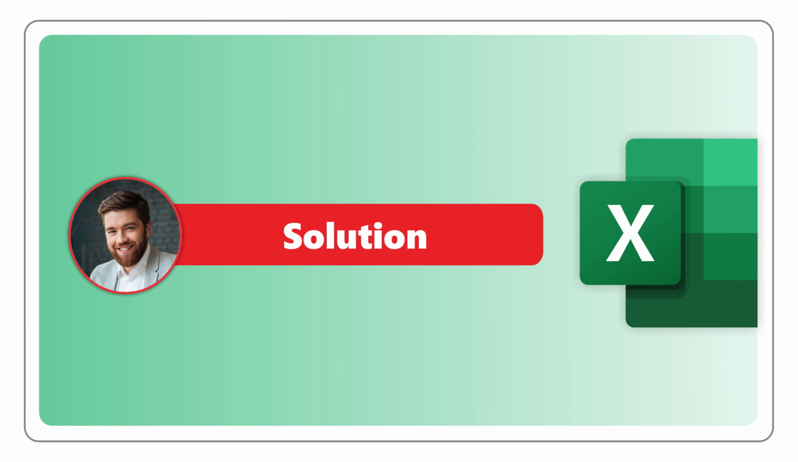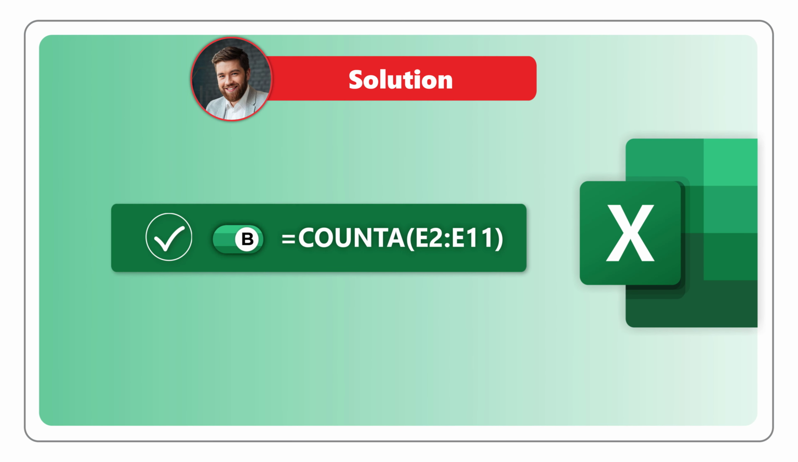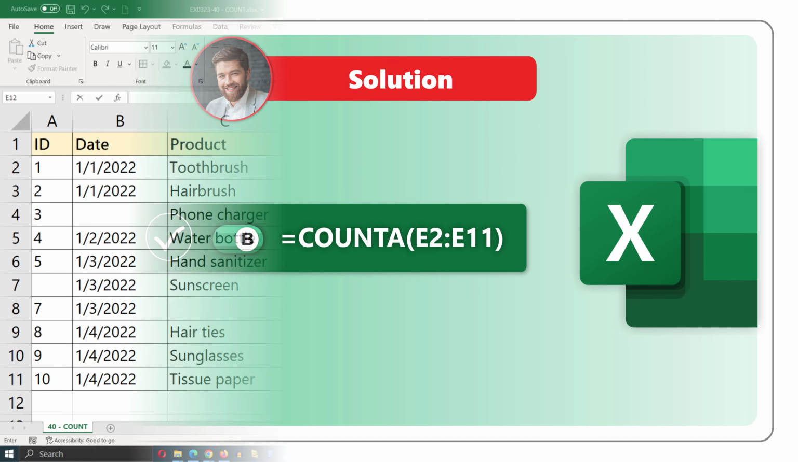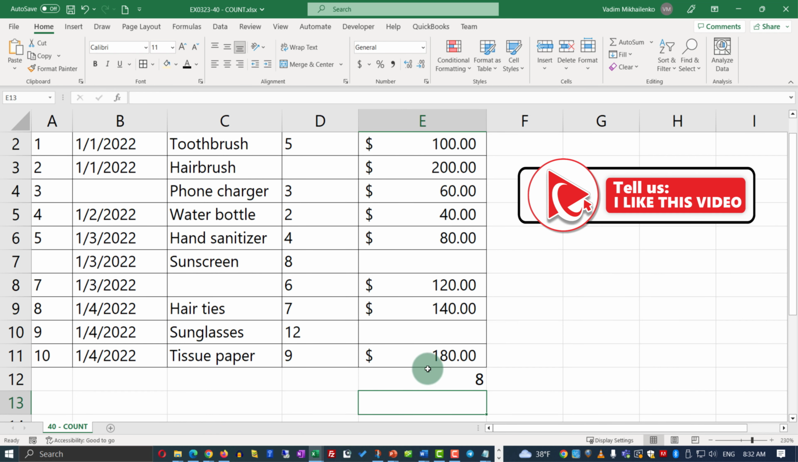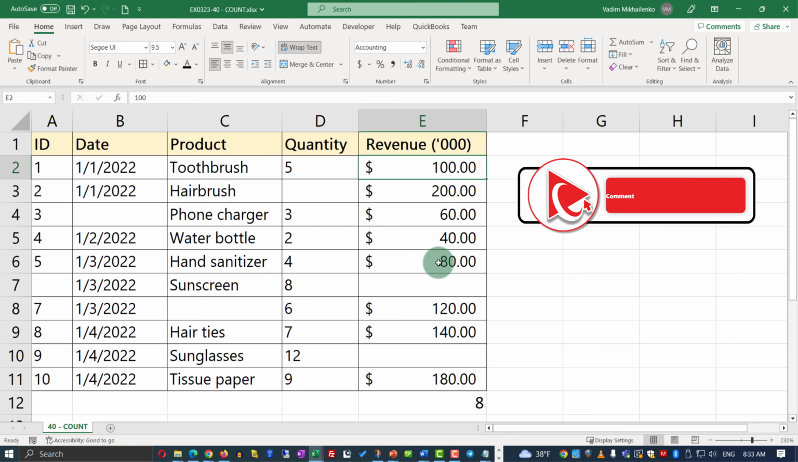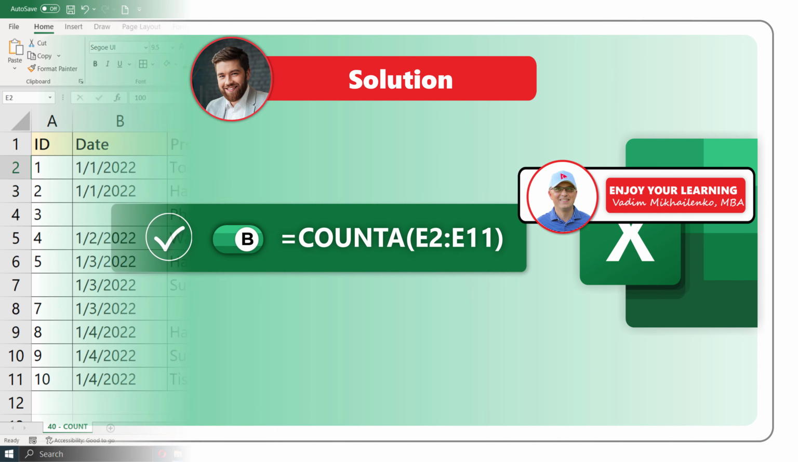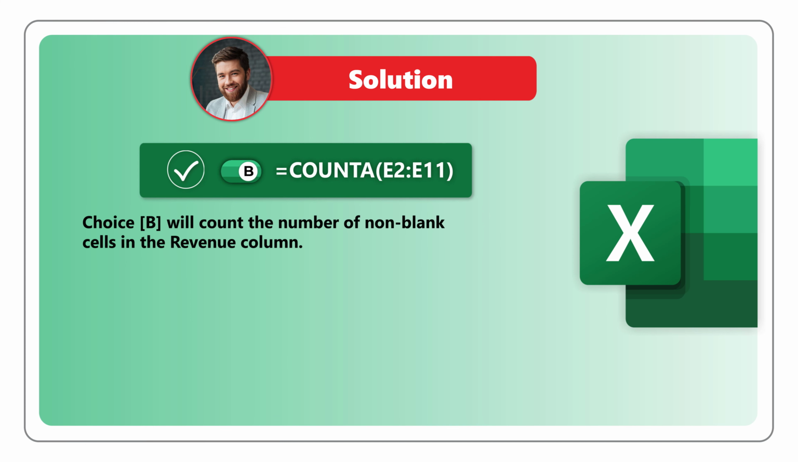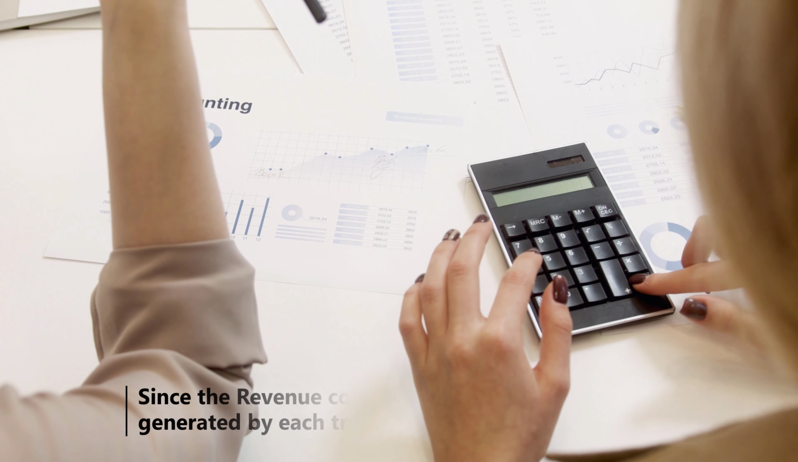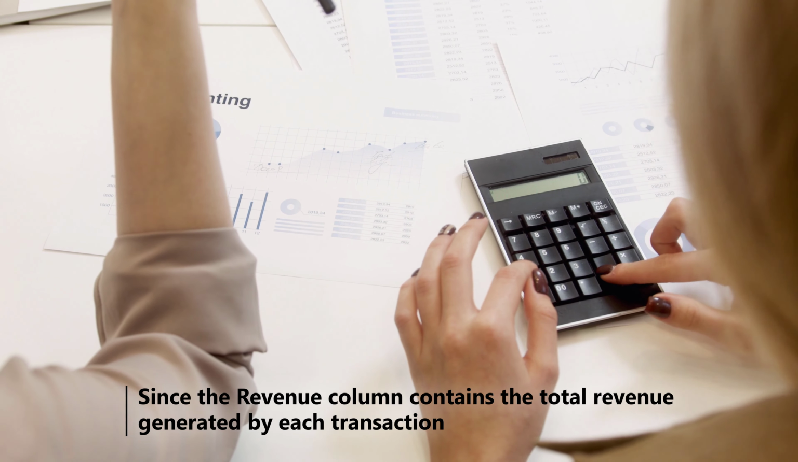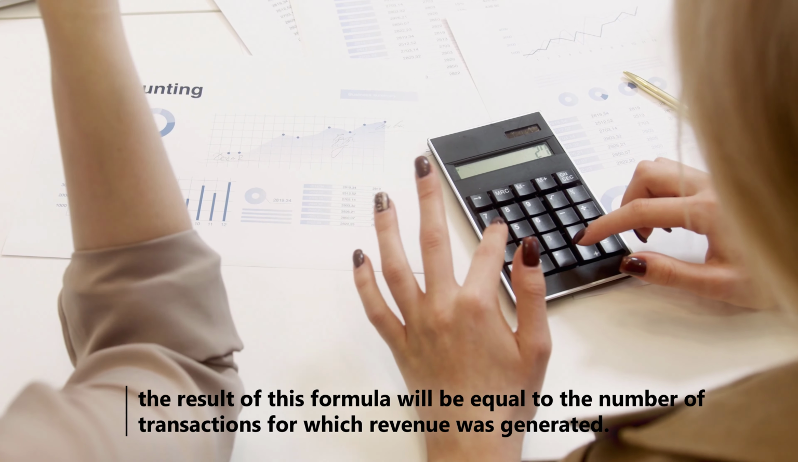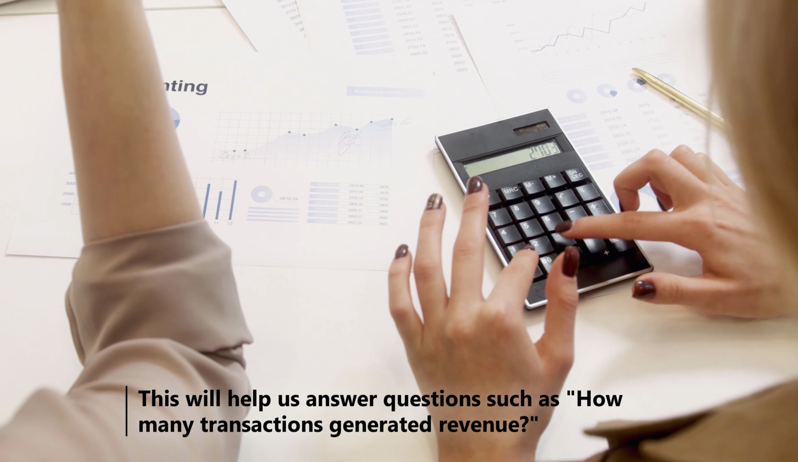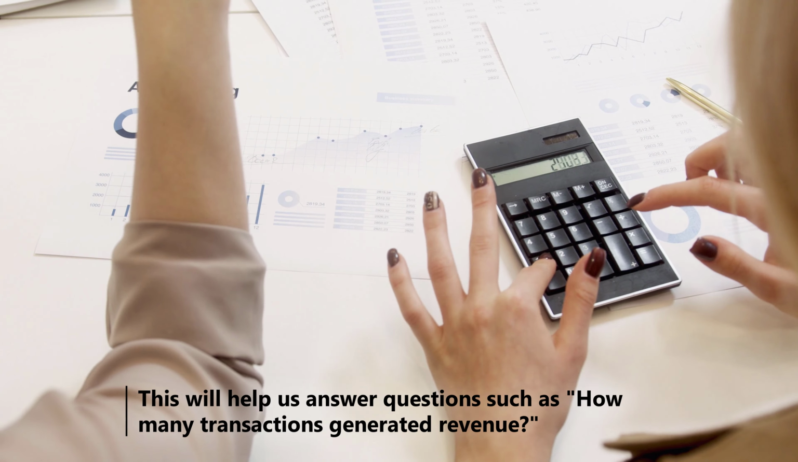I believe the correct answer here is choice B, COUNTA for the range E2 through E11. Once we enter this formula, you can see that there are 8 records that are not blank. Let's count them. 1, 2, 3, 4, 5, 6, 7, and 8. And ultimately, choice B will count the number of non-blank cells in the revenue column. Since the revenue column contains the total revenue generated by each transaction, the result of this formula will be equal to the number of transactions for which revenue was generated. And this particular formula will help us answer the question, how many transactions actually generated revenue?